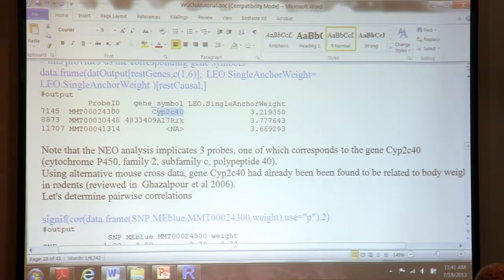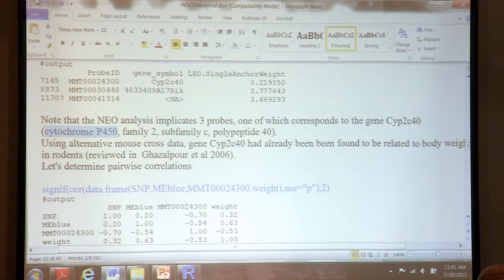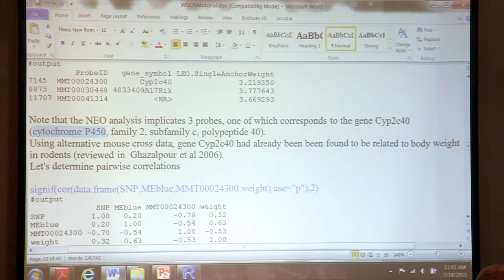And so when we applied it to all the module genes, there were 3 hits, and only one of these probes was associated with a gene symbol, as I mentioned, this cytochrome P450 related gene. And actually our colleagues had found that this gene was related to body weight, and they just based their results on a QTL study.